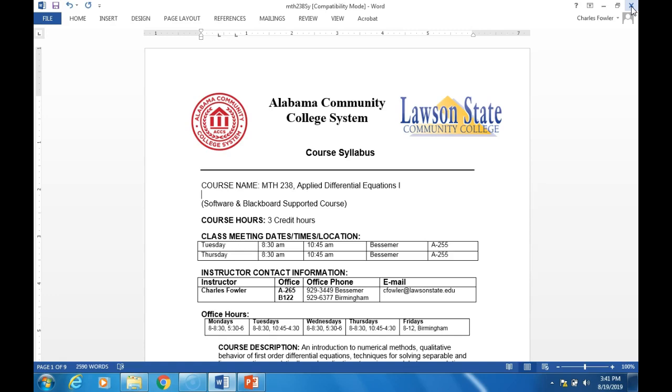So here is the old number. It's 929-6409. Okay, and again, I do not know if that still goes through to that phone or if that phone is an older number from someone else that they moved to that number. I just don't know. My email address is the same, cfowler@lawsonstate.edu. You can always email me.